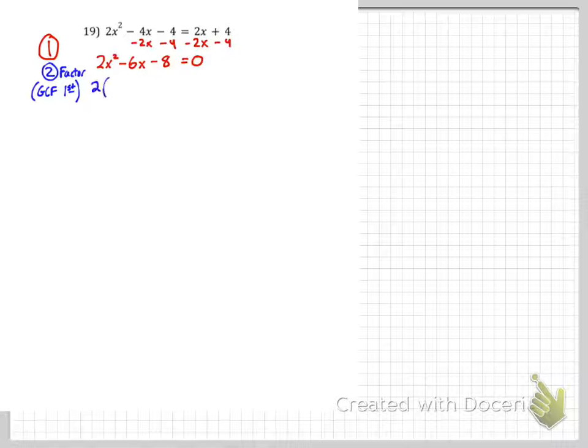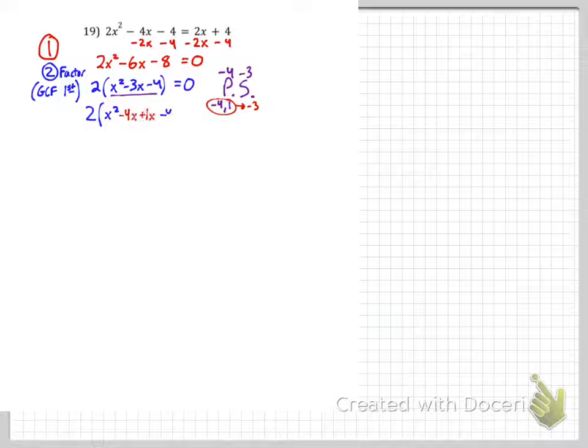And sure enough, 2 is a GCF. When we divide a 2 out, we're left with x squared minus 3x minus 4. So let's use product sum on that part. The product is 1 times negative 4, so it's negative 4, and the sum is going to be negative 3 because that's the b. And so negative 4 and 1 multiply to negative 4 and add to negative 3. So that's how we're going to split up negative 3x.